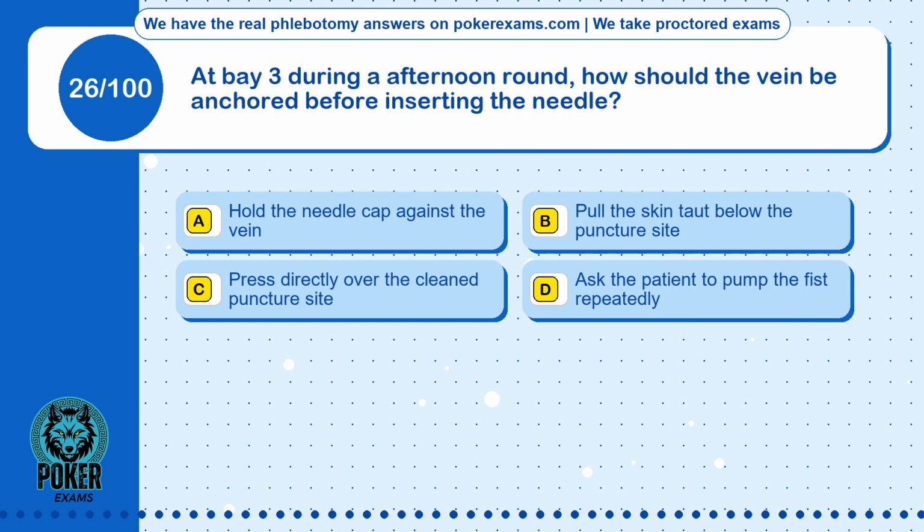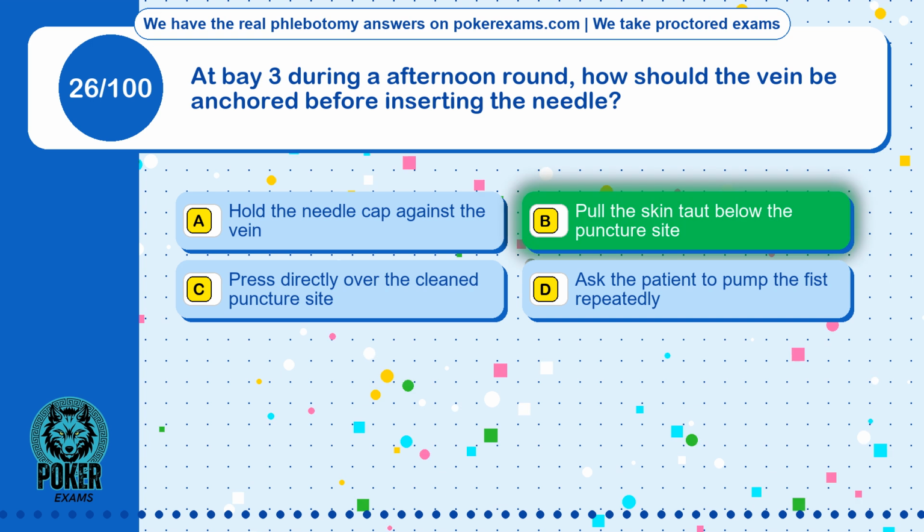Question 26. At Bay 3 during an afternoon round, how should the vein be anchored before inserting the needle? Option A: hold the needle cap against the vein. Option B: pull the skin taut below the puncture site. Option C: press directly over the cleaned puncture site. Option D: ask the patient to pump the fist repeatedly.